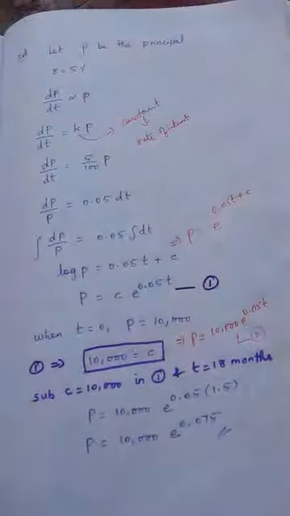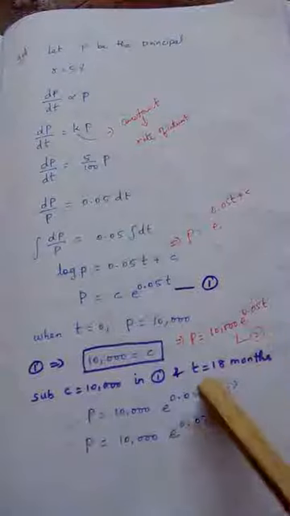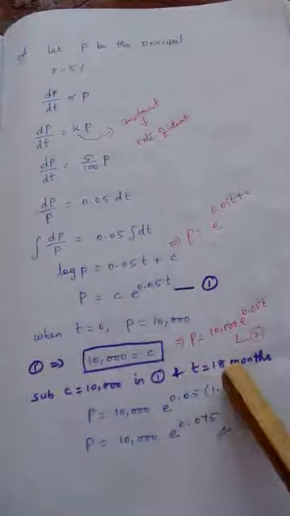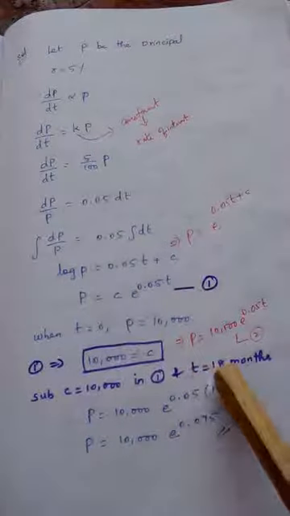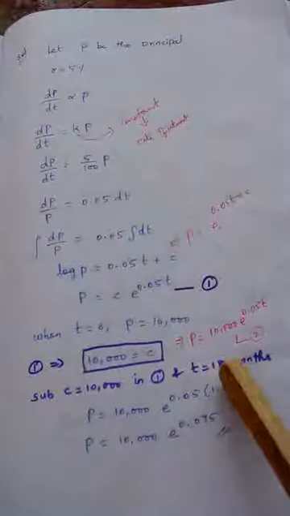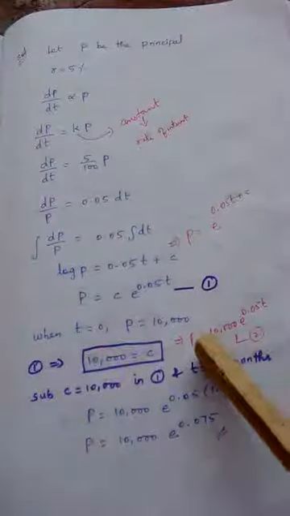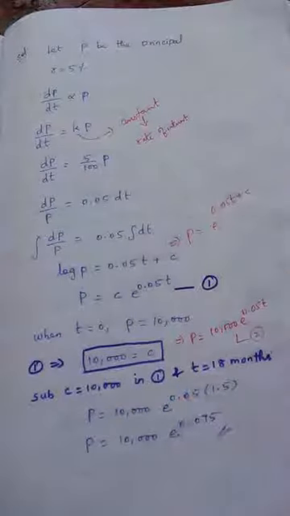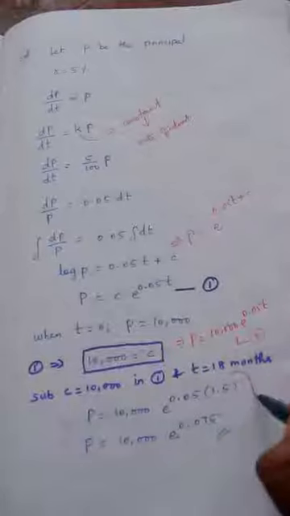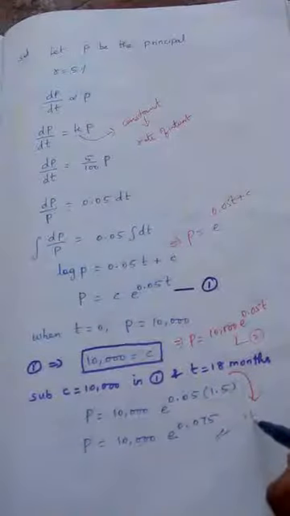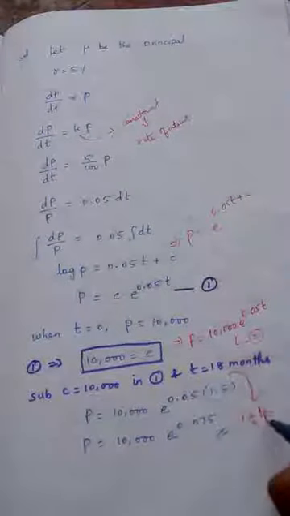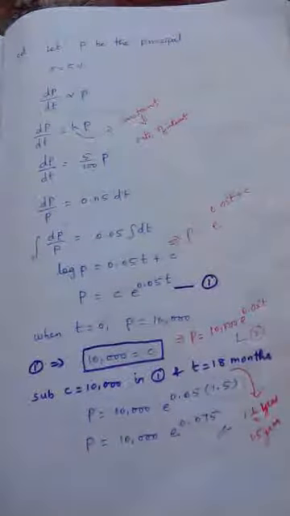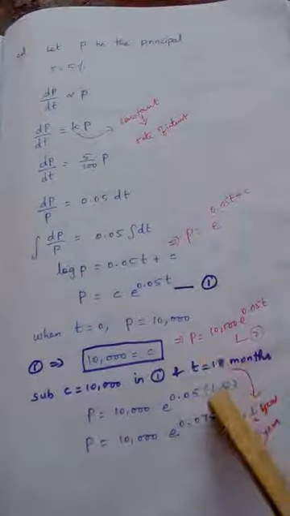And what we actually want to find is the amount after 18 months. So put T is equal to 18. We want the amount after 18 months. So substitute T is equal to 18 in this equation. So P is equal to 10,000 e power 0.05 T. 18 months can be written as 1.5 years, right? That is why instead of writing 18 months, I am writing 1.5.